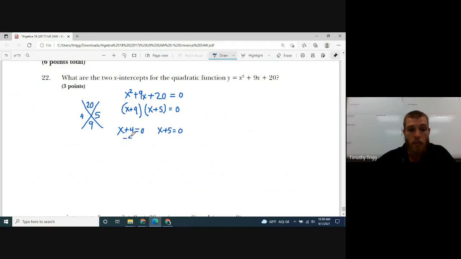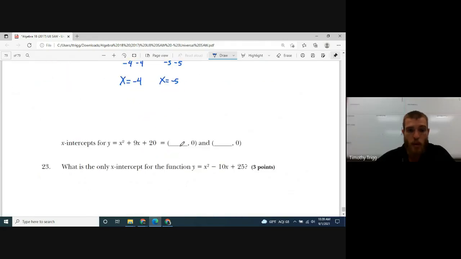Solving for x on both of these equations will give us our x-intercepts, or in other words, our roots. An x-intercept is the same as a root. They're just synonyms. Okay, subtract 5 from both sides. X is negative 5. So our two x-intercepts are negative 4, 0, and negative 5, 0. Again, if you replace all the x's with negative 4, you should get 0 as a result. Similarly, if you replace all the x's here with negative 5, you should get 0 as a result. So that's one way you could always check your answer as well.